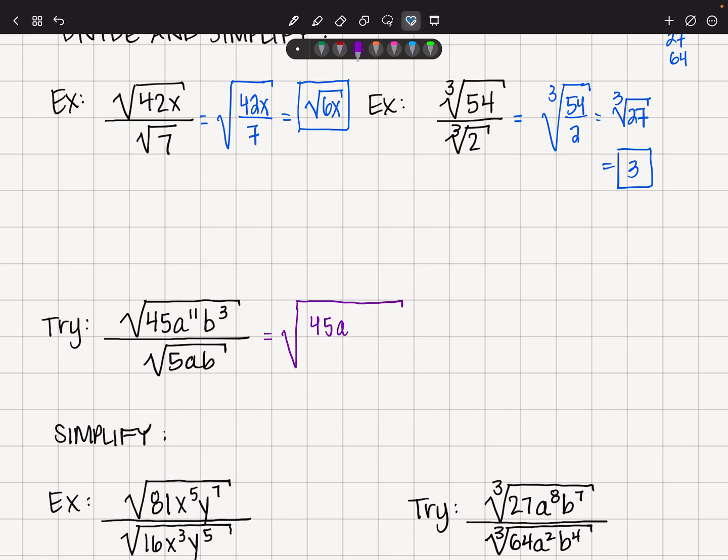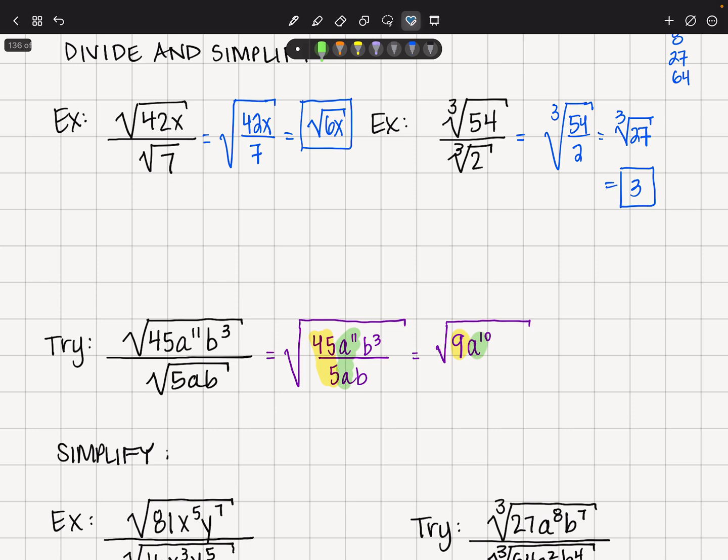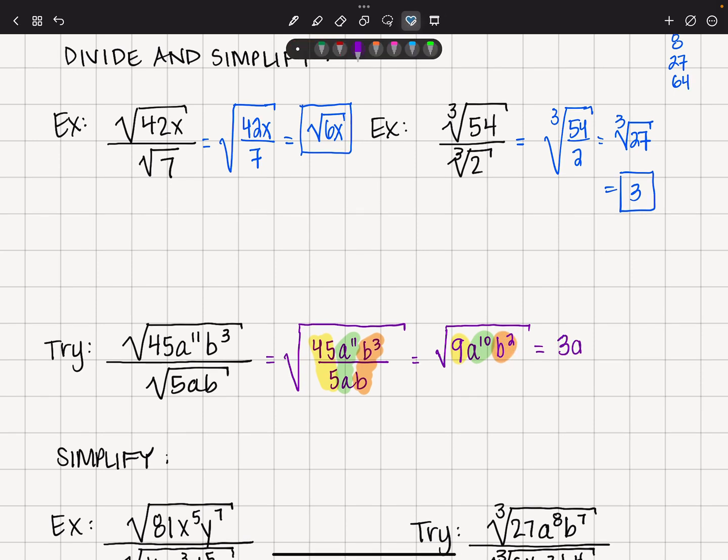Okay, I'm going to rewrite this as the square root of 45a to the 11th b cubed over 5ab. 45 divided by 5 is going to be 9. And then we have a to the 11th over a, and that's going to be a to the 10th. And then we have b cubed over b, and that is b squared. Now the square root of 9 is 3. The square root of a to the 10th is a to the 5th, and the square root of b squared is b. So that's going to simplify to be 3a to the 5th b. And that's our answer.